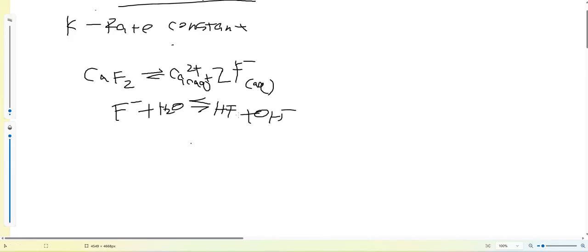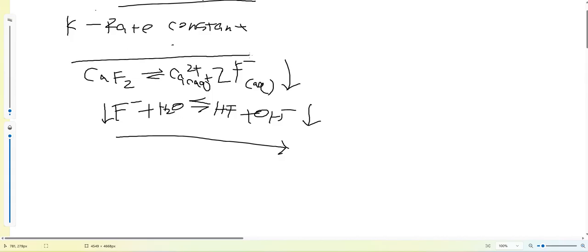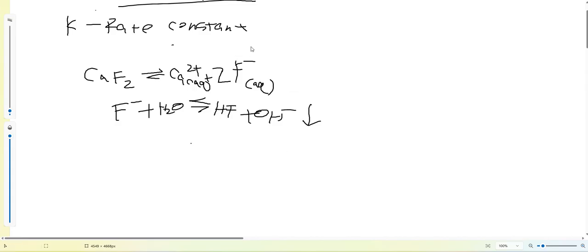So, if we decrease the pH, that means we decrease the amount of hydroxide, which shifts this equilibrium to the right. However, that also decreases the amount of this fluoride, since it's the only source of fluoride, which shifts this equilibrium again to the right. Which basically means you can have a massive cascade just by increasing or decreasing one variable.